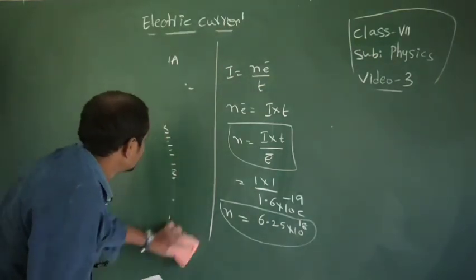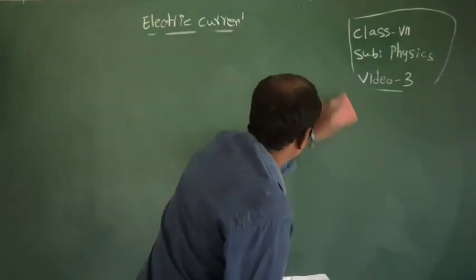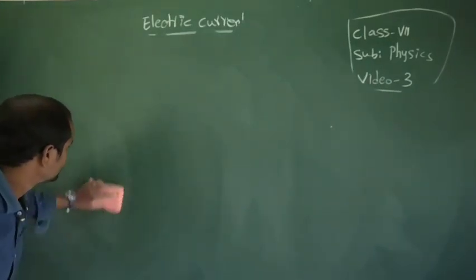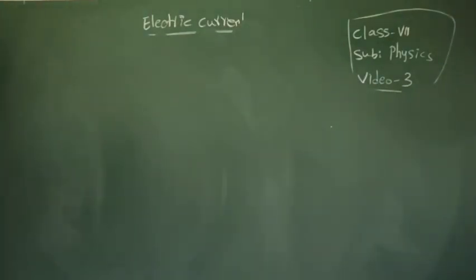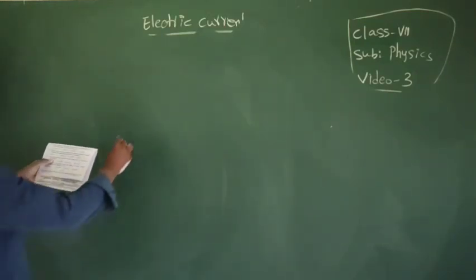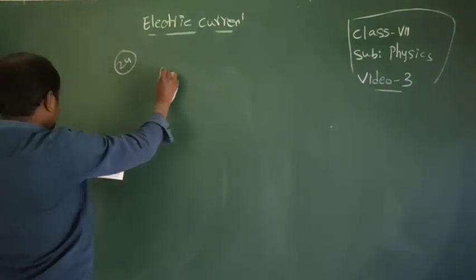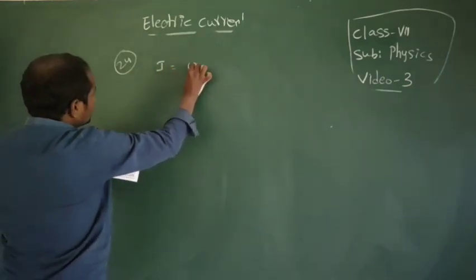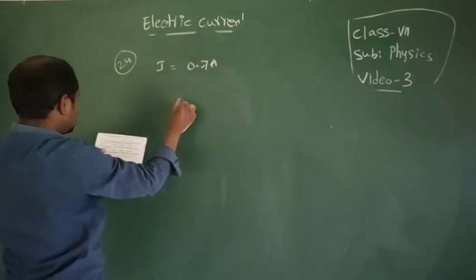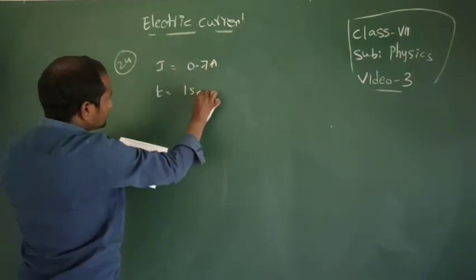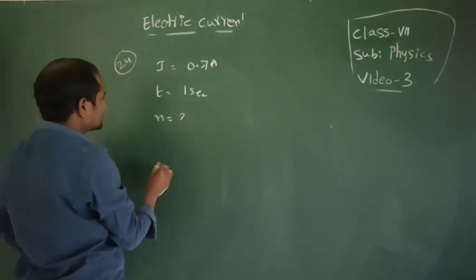Okay. Now, 24th one. The number of electrons per second that pass through the cross section area when the current equal to 0.7 A. I equal to 0.7 A. T equal to 1 second. Then find the number of electrons.